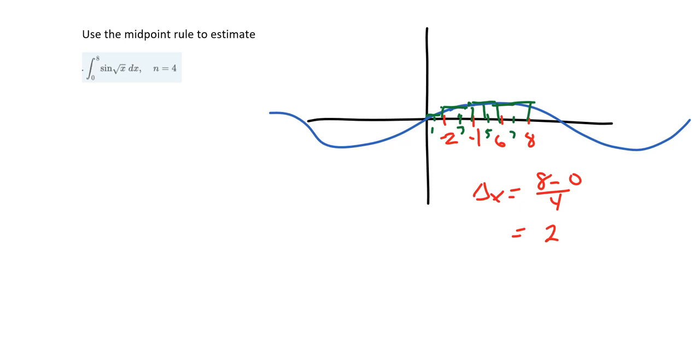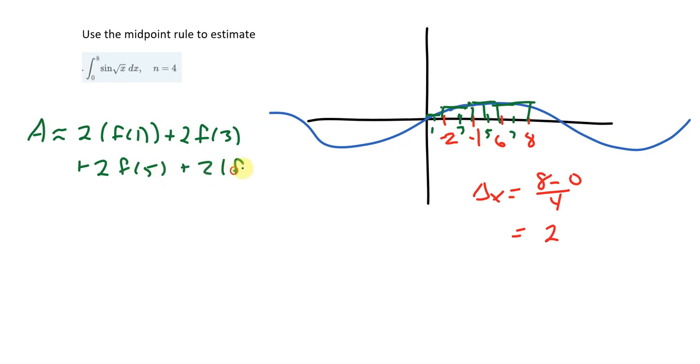So each of those rectangles, all I'm doing is adding those things up, right? The areas for each of them. So for the first one, take the base times the height, which would be f of 1, plus 2 f of 3 plus 2 times f of 5 plus 2 times f of 7.